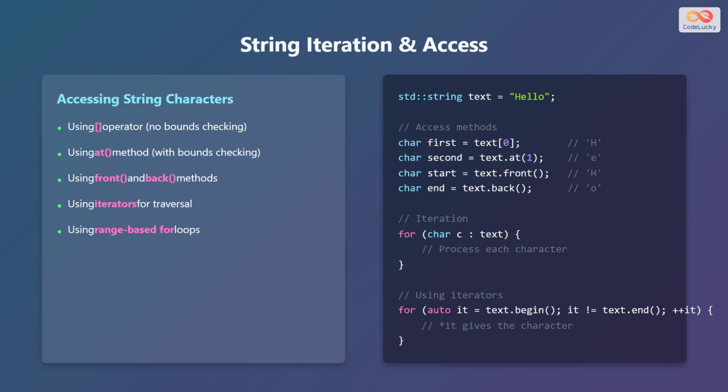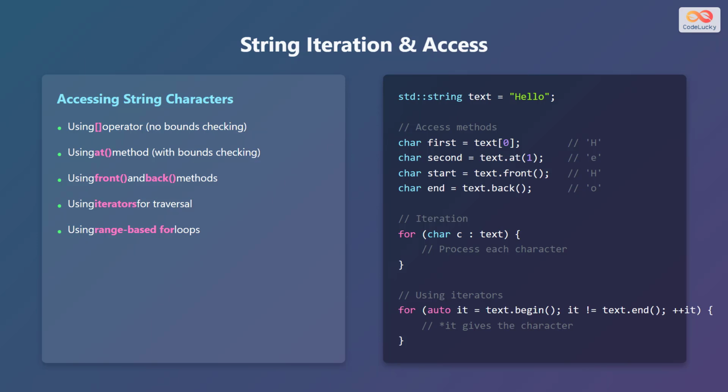We initialize a string variable named text with the value hello. We access the first character using the square bracket operator at index 0, and store it in the variable first, which will be h. We access the second character using the at method at index 1, and store it in the variable second, which will be e. We access the first character using the front method, and store it in the variable start, which will be h. We access the last character using the back method, and store it in the variable end, which will be o.